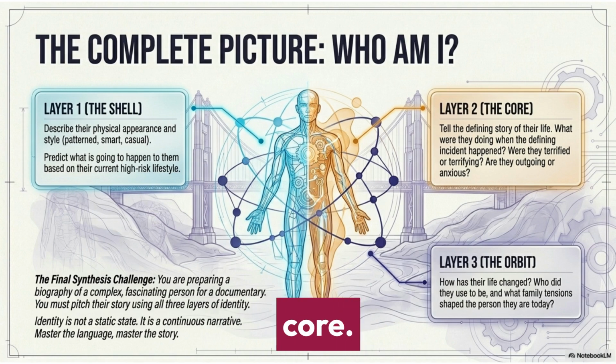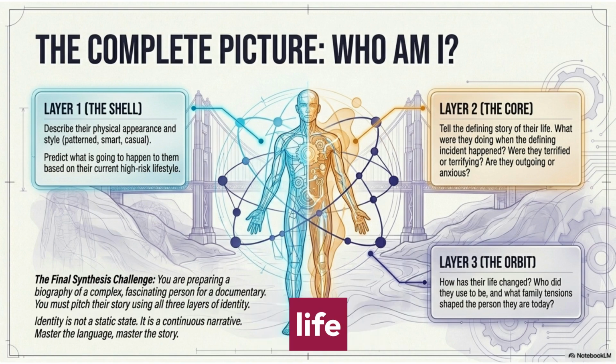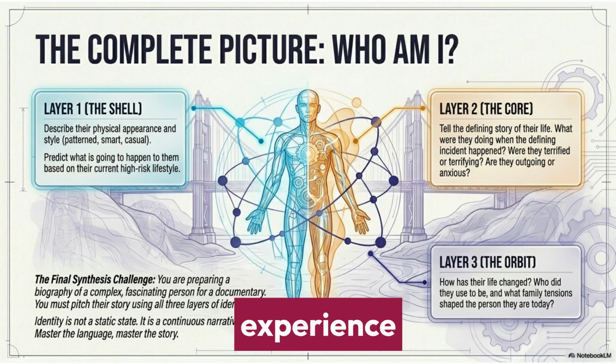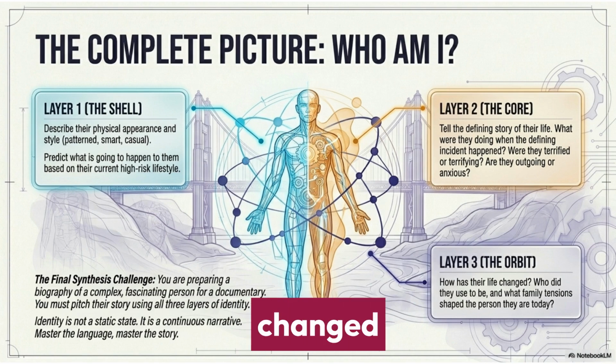Layer 2 is the core. Describe their personality, emotions, and a defining life experience. How has that experience shaped who they are today? Layer 3 is the orbit. Explain how their life has changed over time, who influenced them, and what family relationships or challenges helped shape their identity. When you connect these 3 layers, you're no longer describing a person.